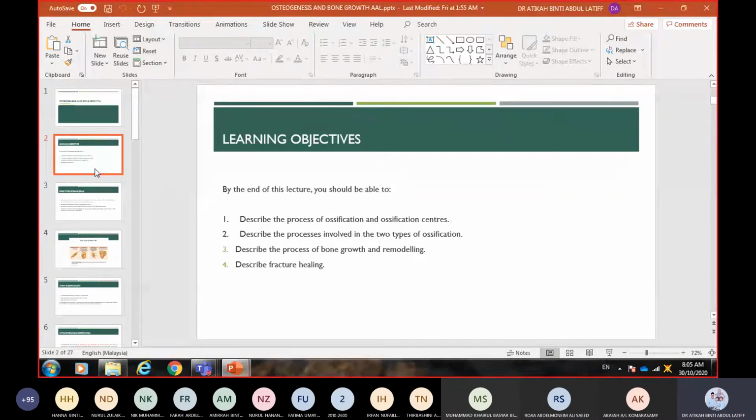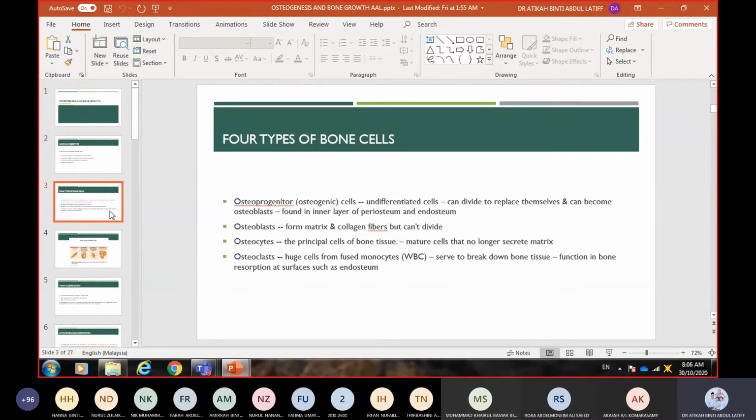Okay, so by the end of the lecture, you should be able to describe the process of ossification and ossification centers, describe the process involved in the two types of ossification, describe the process of bone growth and remodeling and fracture healing. Okay, so what are the 4 types of bone cell? Before osteogenesis or ossification can happen, you need to know what are the cells involved in the process of ossification or osteogenesis, meaning the formation of bone itself from what type of cells.